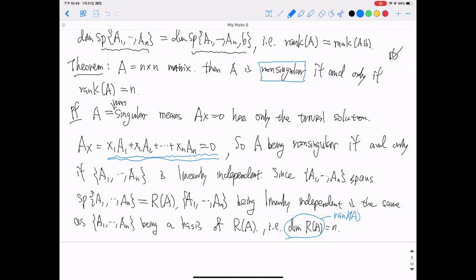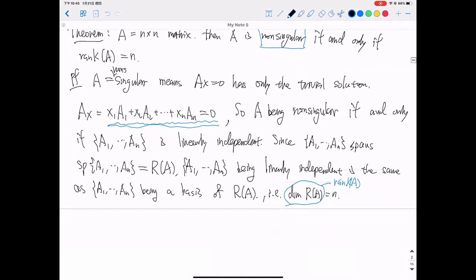Okay, so what we just established is that A being non-singular means that this equation is only possible when x is 0, which is the same as saying that A1 through AN are linearly independent, which is the same as saying that they form a basis of the range, which is the same as saying that the rank, that is the dimension of the range, is N. And that's the theorem. Okay.